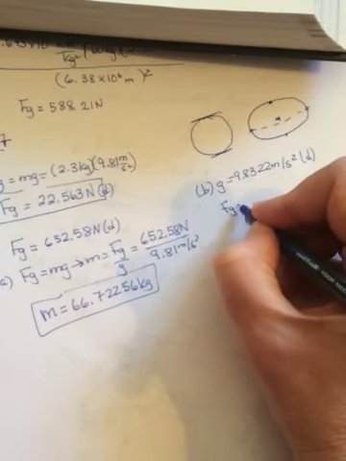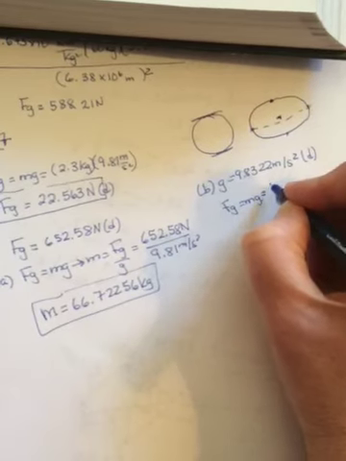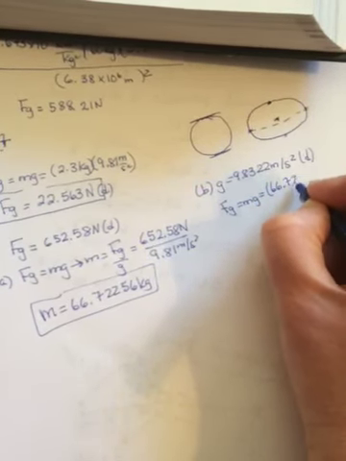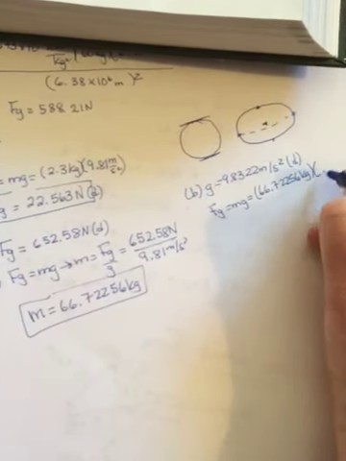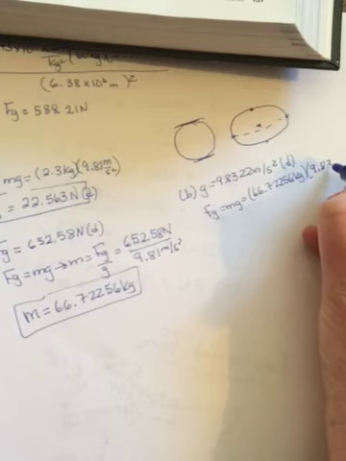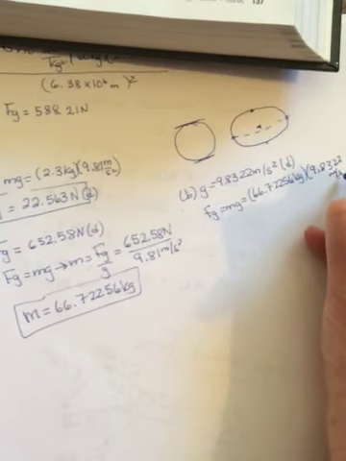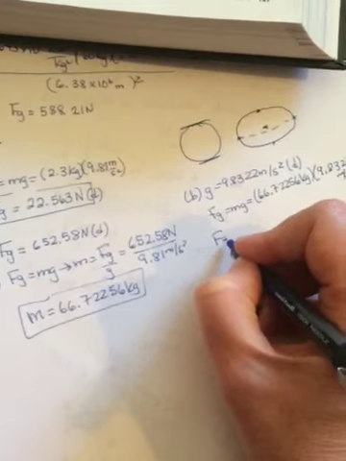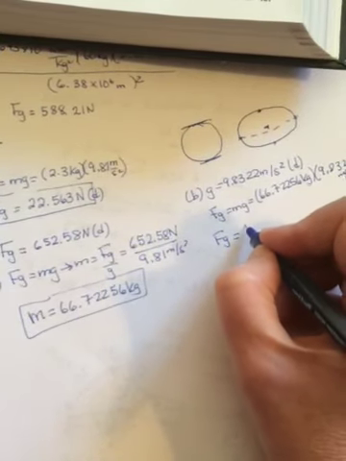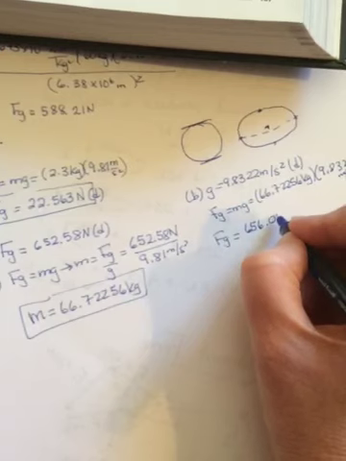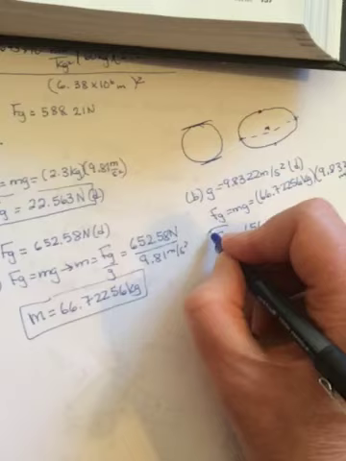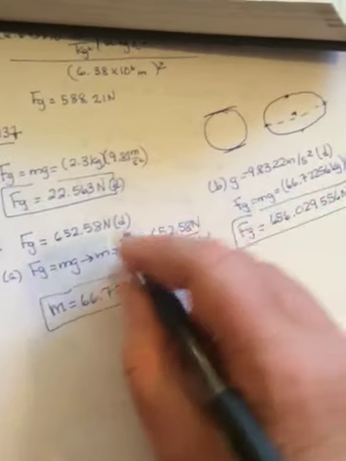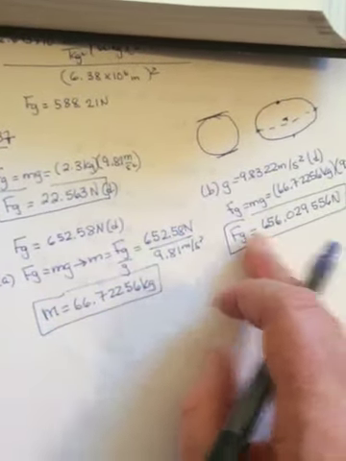So for part B, Fg is equal to mg. So it's this 66.72256 kilograms that you just found in part A, and you're going to multiply that by 9.8322 meters per second squared. And when you do, you get an Fg of 656.029556 newtons. So you weigh more, which should make sense because you're closer to the center of the Earth, so the force is going to be bigger.